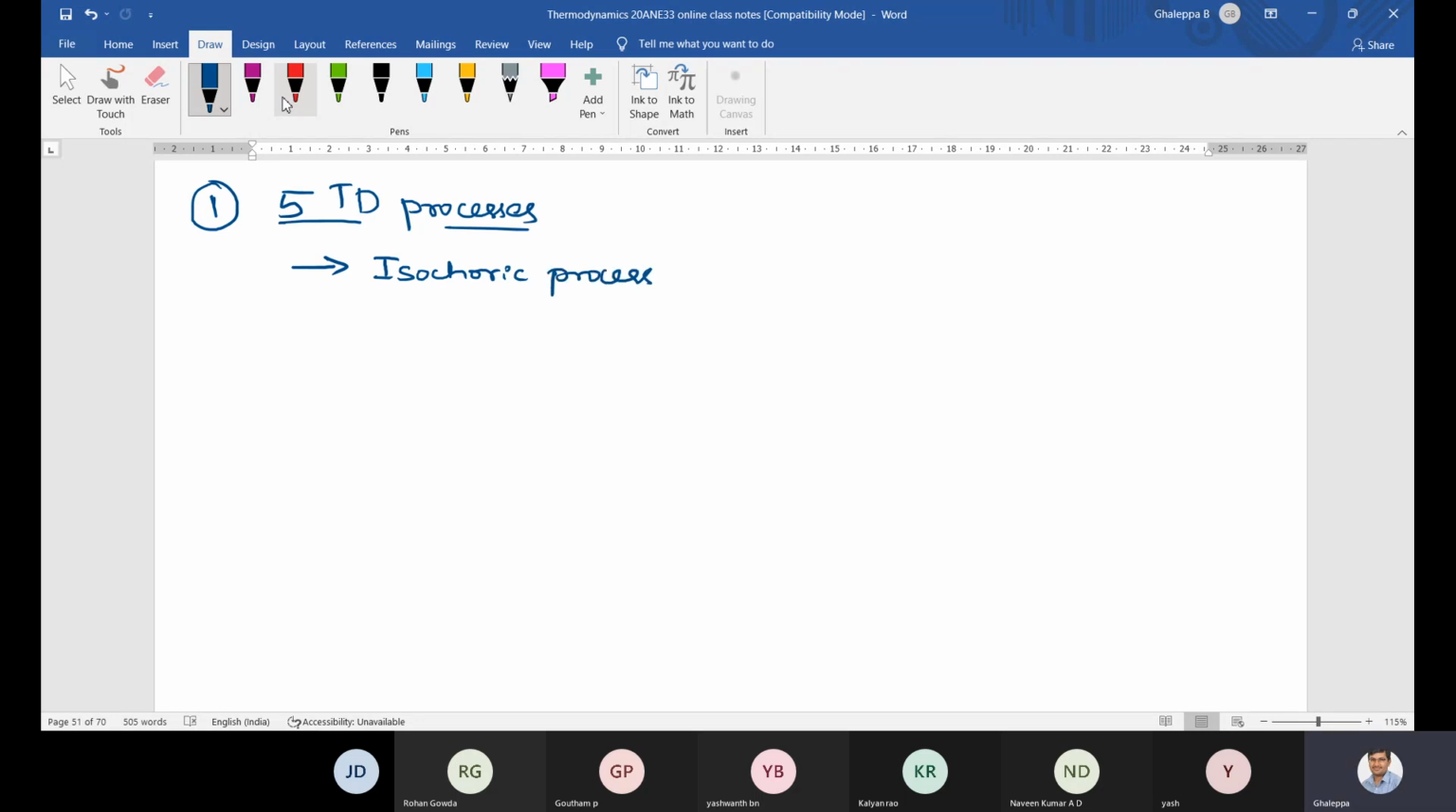Okay, what is the condition for an isochoric process? Which property remains constant? And dear students, there are 3 major properties you need to remember: pressure, temperature, and volume. So if the pressure is constant in the process, you call it an isochoric process. Pressure is equal to constant. Okay, this is a hint.